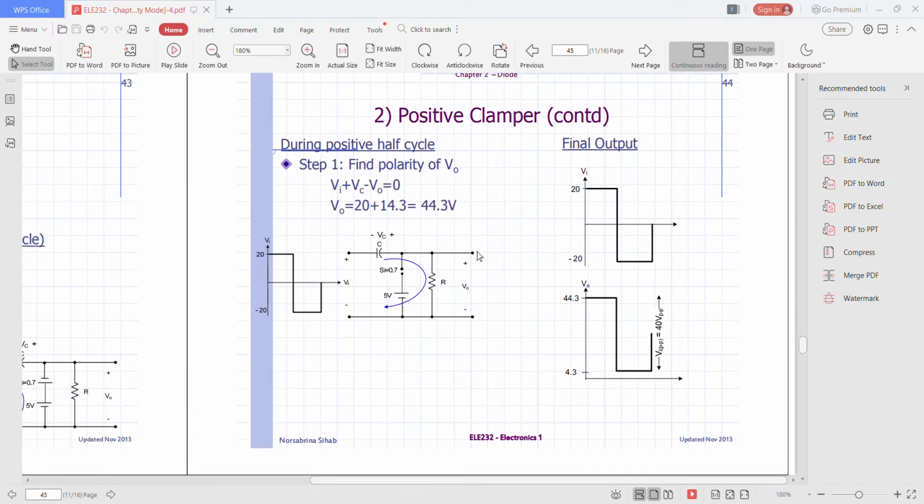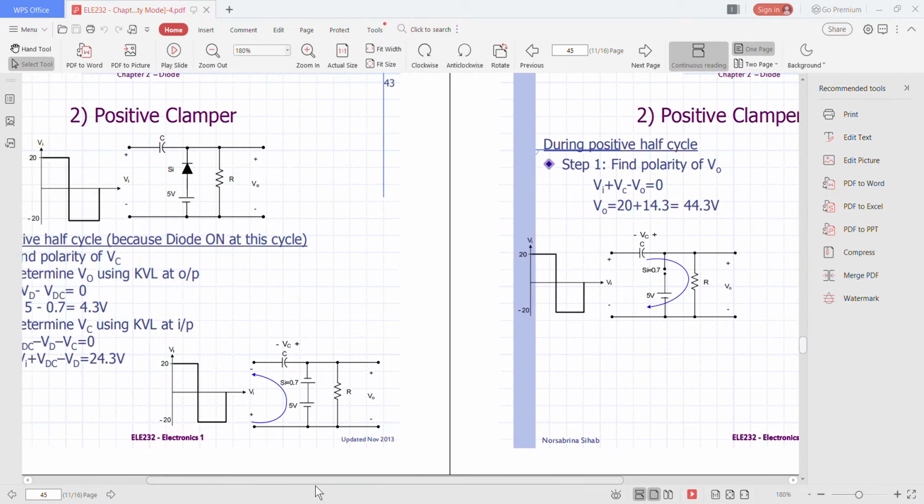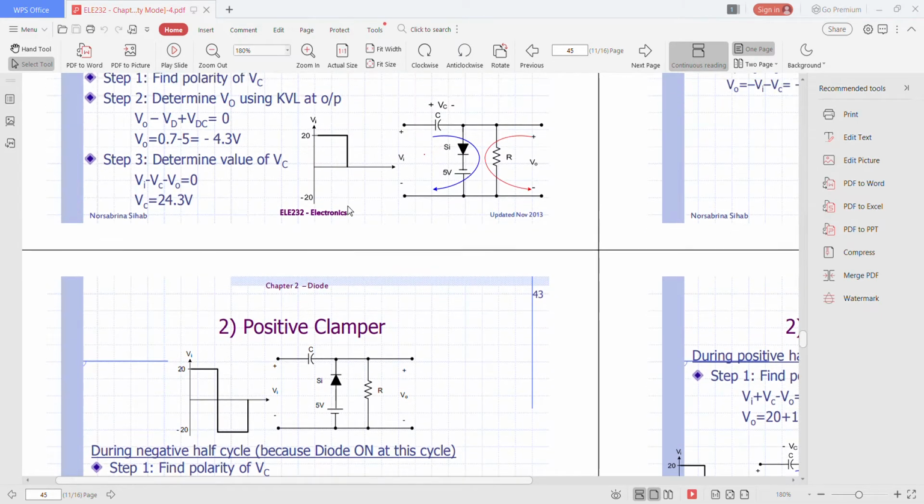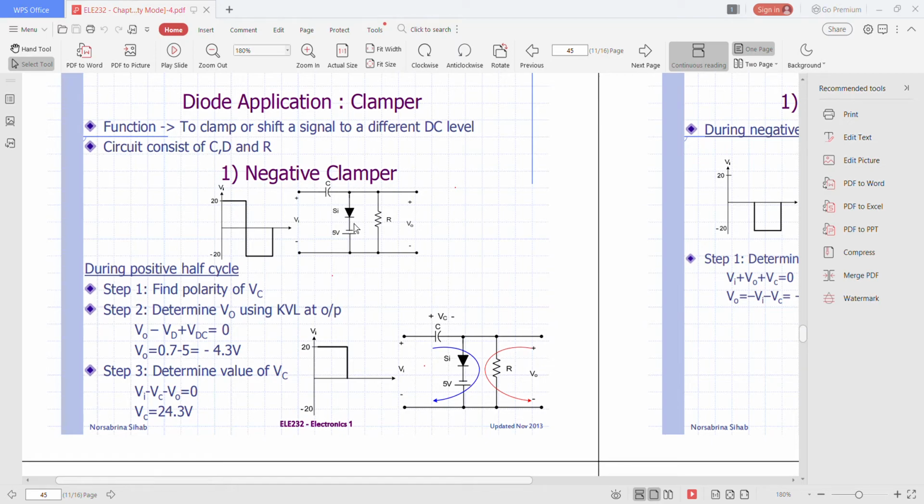Now we go on to the positive clamper. As you can see here, the difference between negative and positive clamper is that the polarity of diode plus will be opposite with the positive terminal for VDC, compared to the negative clamper, minus at the diode, the polarity will be opposite with the minus sign of the VDC.